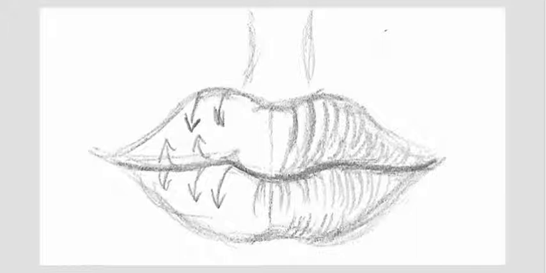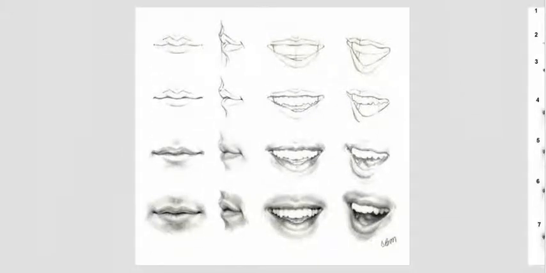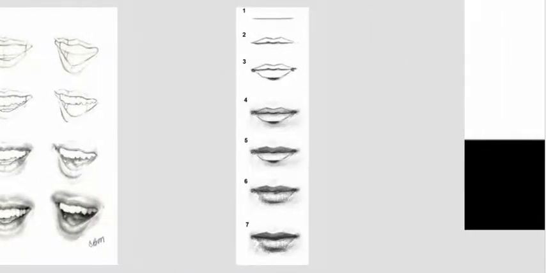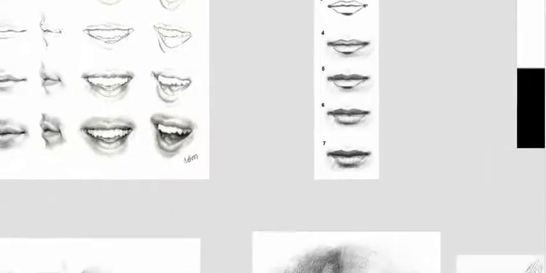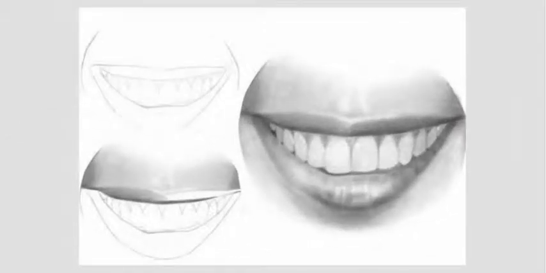Adding value to complete your mouth is another step that's going to help you make it look more realistic. So on the top lip, your lines should kind of curve and curl together. And on the bottom lip, they start in the middle and they kind of curl down. It's good to practice at different angles too, or to even practice drawing teeth. Teeth are often one of the hardest parts about drawing the mouth.